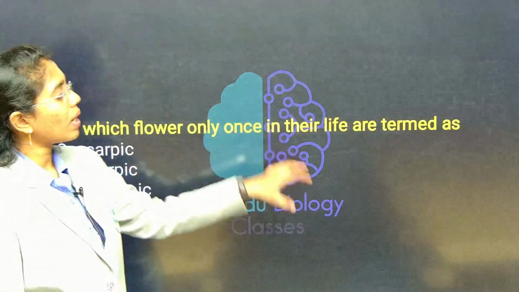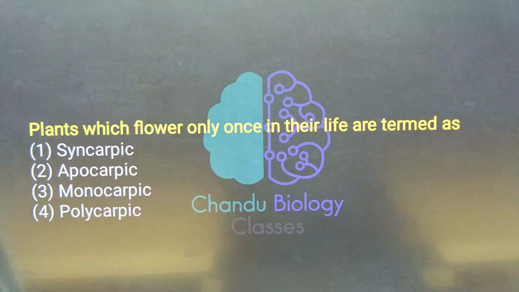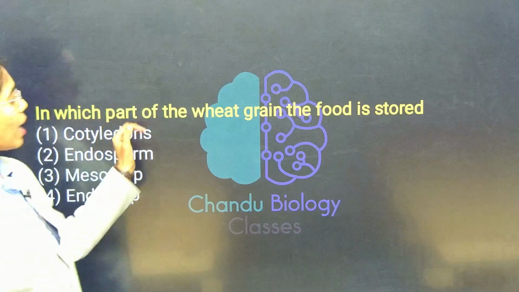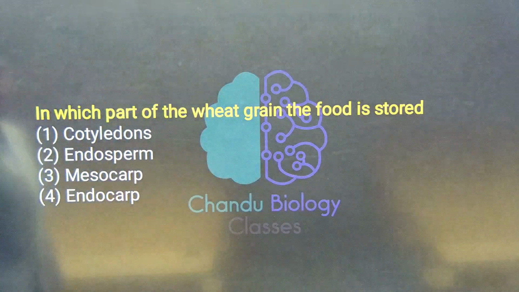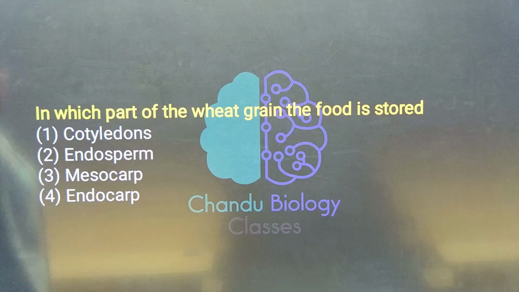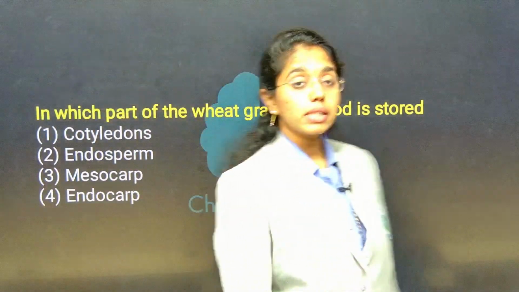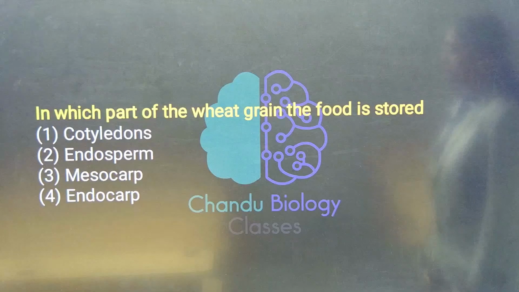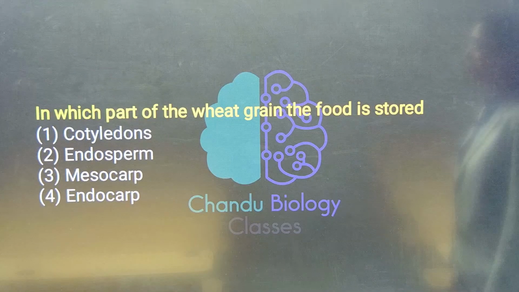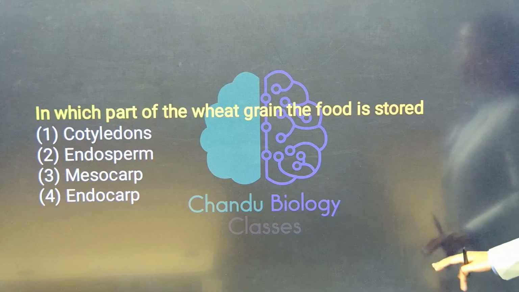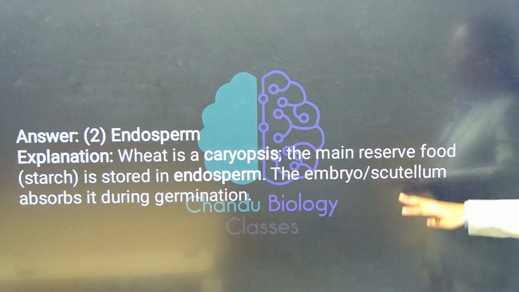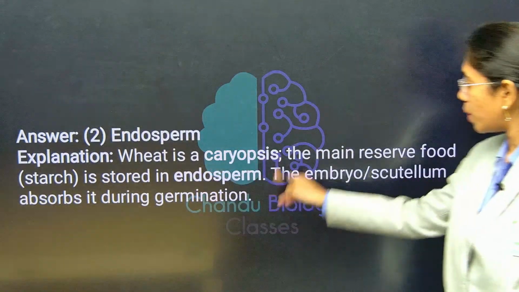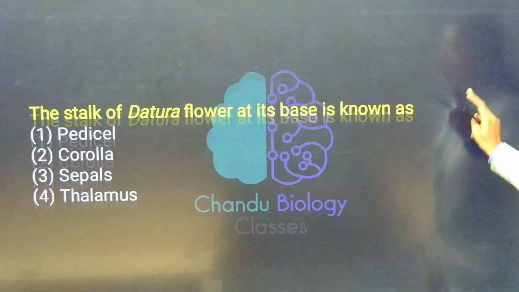Plants which flower only once in their lifetime, monocarpic flowers. The answer is very evident, that is option 3, monocarpic flowers. In which part of the wheat grain is the food stored? Simple question. The right answer is option 2, which is endosperm. Wheat is a caryopsis. The main reserve food, starch, is stored in endosperm. The embryo or scutellum absorbs it during germination.